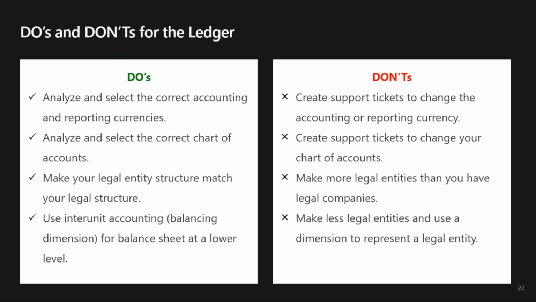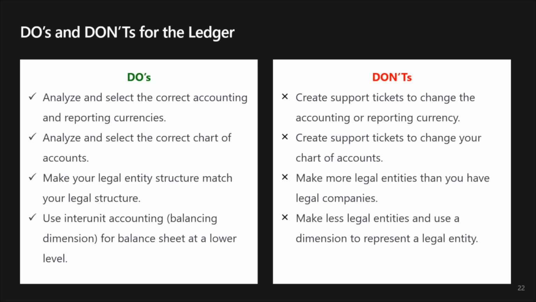Do make your legal entity structure match your legal structure. And this is important to not have too many or too few legal entities because you end up compensating with either having a dimension or have reporting problems because the data that you want on one report is in two companies. So again, that's really important. And then the last do is use Interunit Accounting, a balancing dimension, for when you need a balance sheet at a lower level.